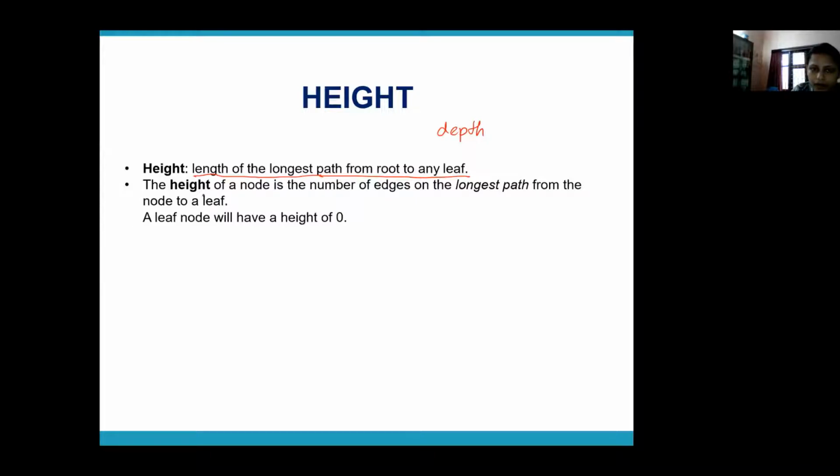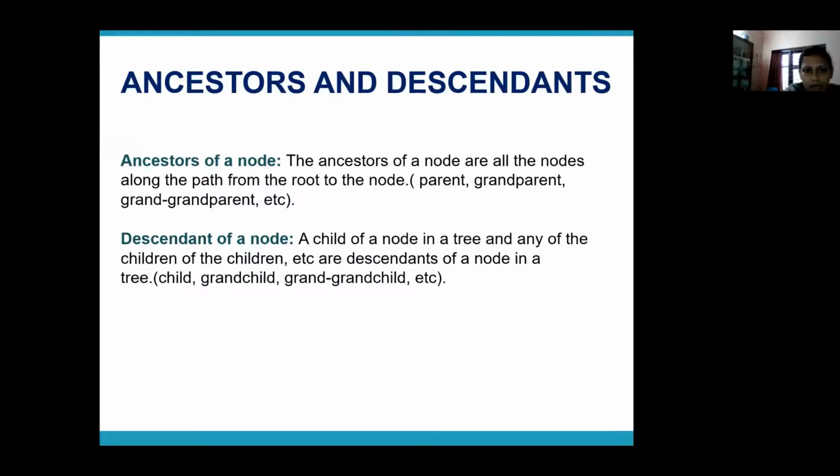In other words, the height of a node is the number of edges on the longest path from the node to a leaf. We'll see an example. A leaf node will always have a height 0. Keep these terms in mind. We'll see an example.